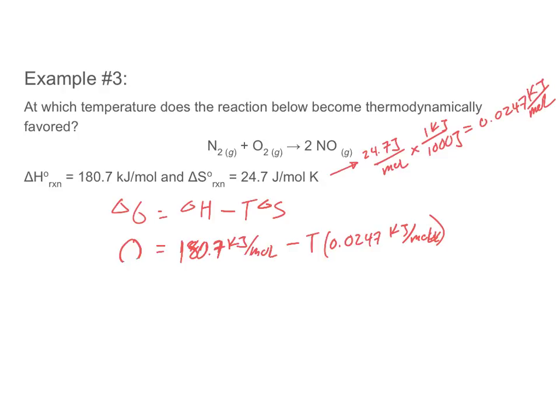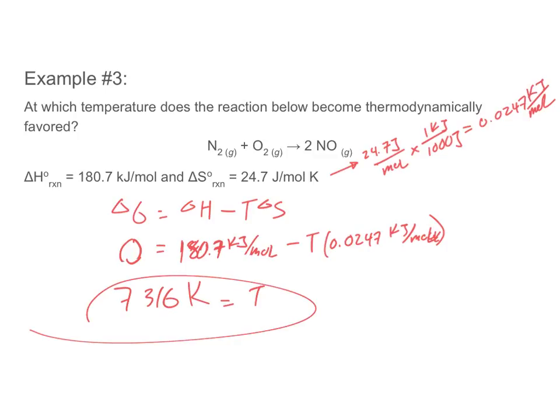we're good. So this should still be 0, but temperature in this case should be 7,316 Kelvin. That's much better. Now, let's talk about this for a second. Delta H is positive, so that means it's endothermic. It's positive, right?